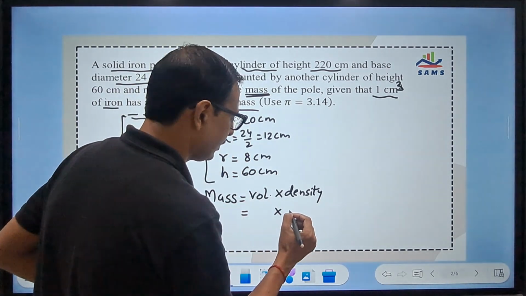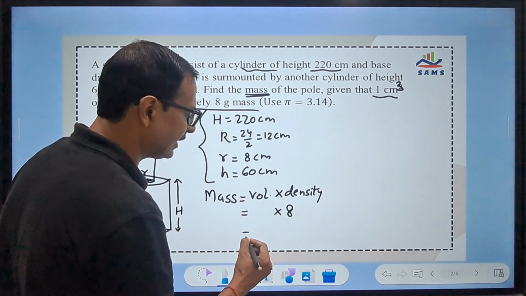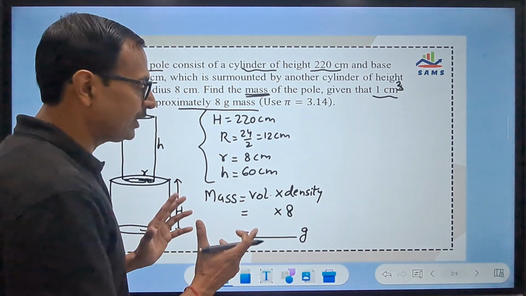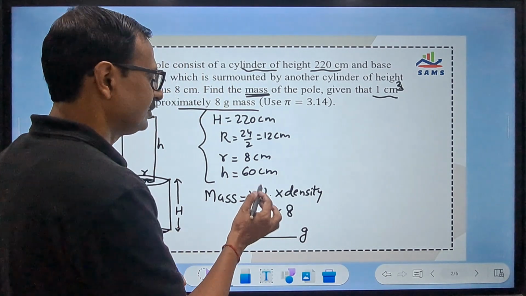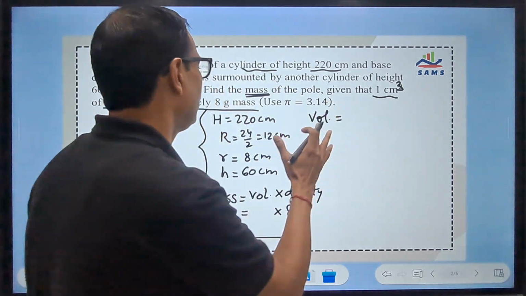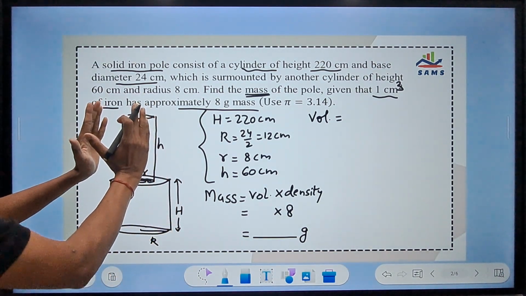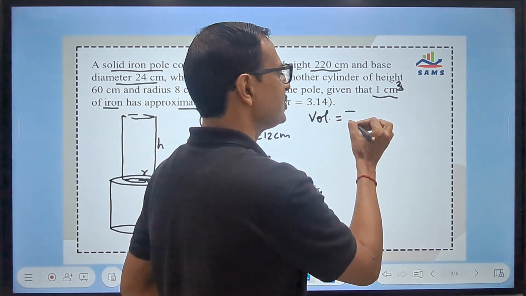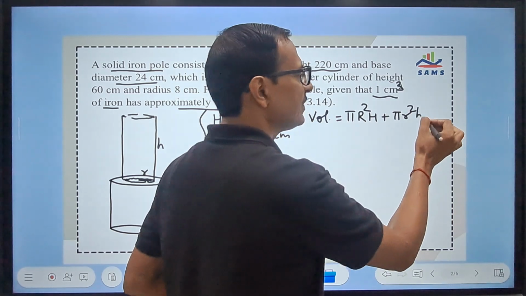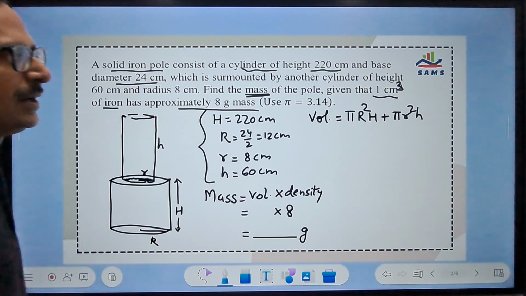Okay, so 8. Now if we multiply the volume by 8, we will get the total mass in grams of the pole. So what do we have to do here? We have to find the volume of this particular pole. So the volume is the volume of cylinder at the base and the volume of cylinder on the top. So I am going to use the conventions pi r square h plus pi small r square h. That is why we assumed with different alphabets here, capital R, small r, capital H, small h.